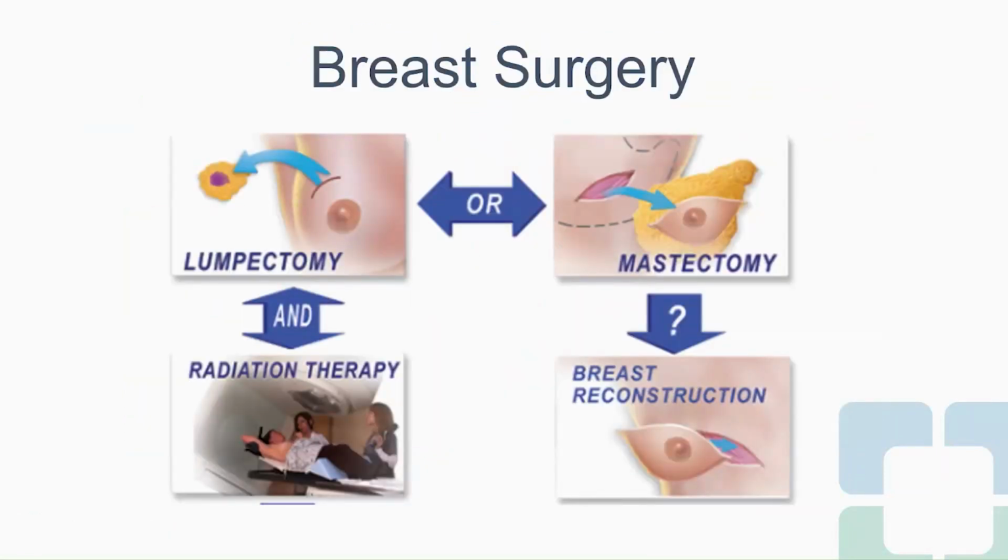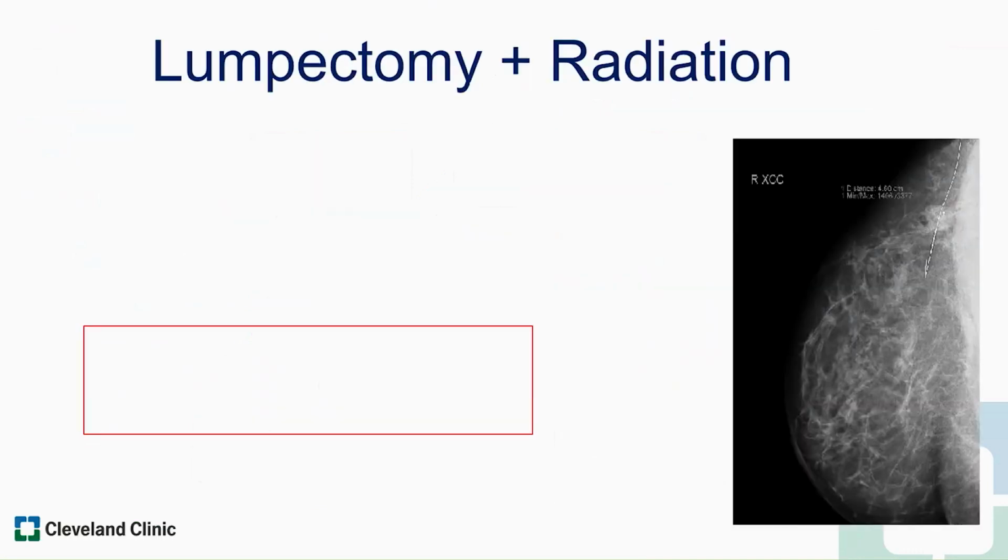So let's talk about breast surgery. Now we've got the axillary parts. What do we do with the breast surgery? There's two ways, as I mentioned with DCIS, to treat invasive breast cancer, and that's lumpectomy followed by radiation or a mastectomy. Now, if somebody has a mastectomy, they have two options. One is they can be flat and wear a prosthesis in their bra, and the other option is for them to get immediate reconstruction or delayed reconstruction.